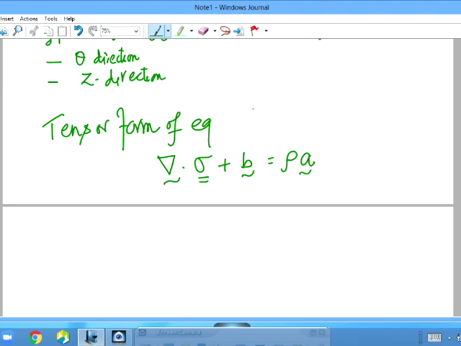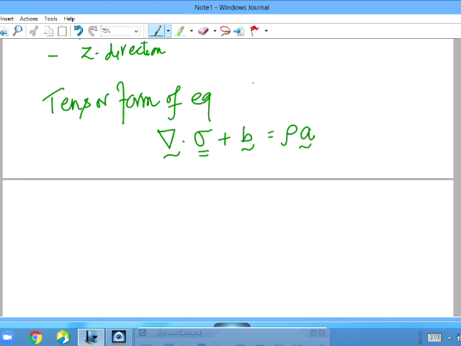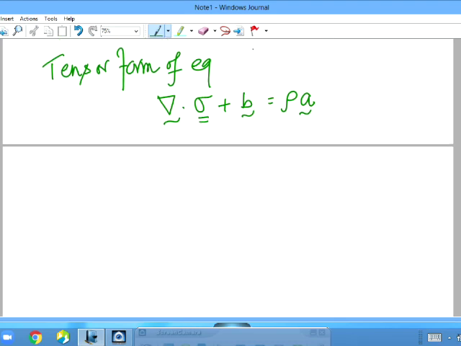So you simply have to expand this compact form, or write this in component form in Cartesian coordinate system, or in cylindrical coordinate system, or in spherical coordinate system, and then you will obtain the equations in the related coordinate system. For example, if you have to do it in the Cartesian coordinate system, then you have to write down the divergence in the Cartesian coordinate system.